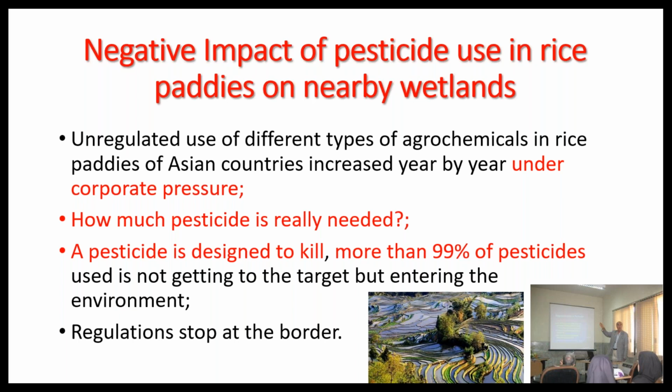And in another study that I did in the past, we found that regulations stop at the border. I'll talk about this later in the slides. It means that the producing countries usually have good regulations, but when the pesticides are imported or exported from those companies to other countries, the regulation doesn't go there and stops at the border. Next slide, please.